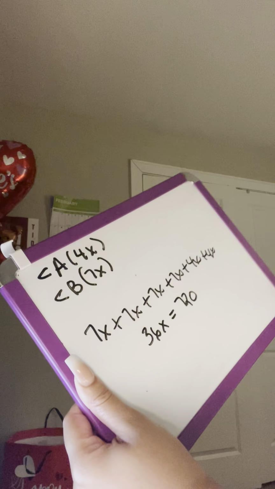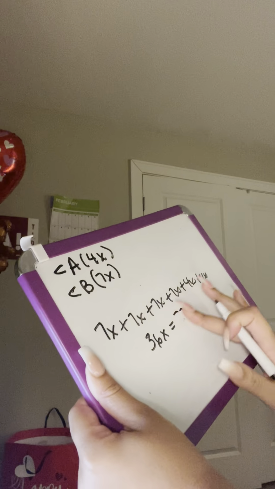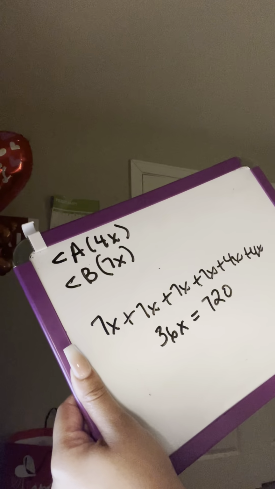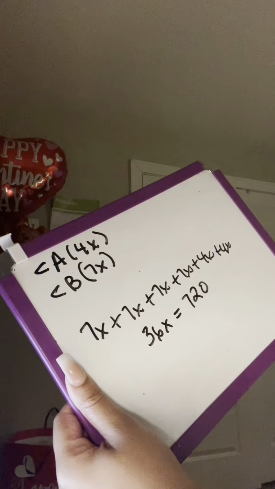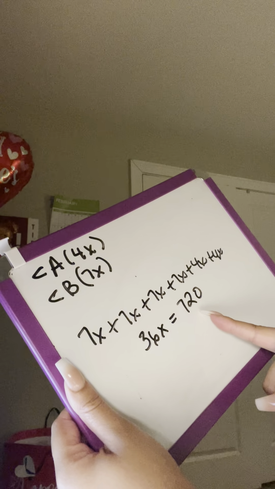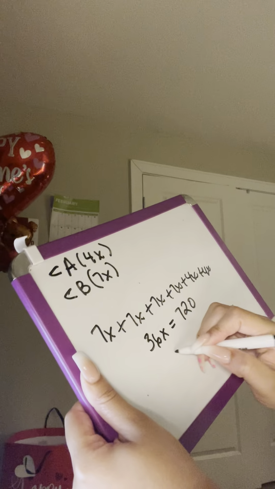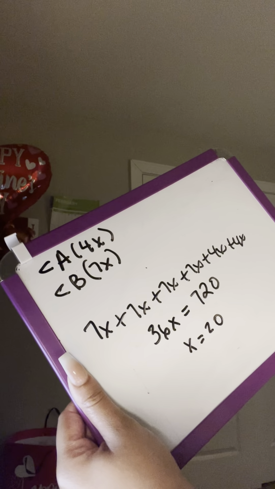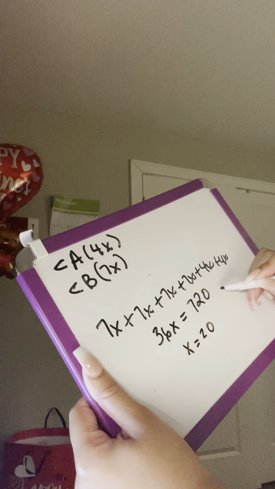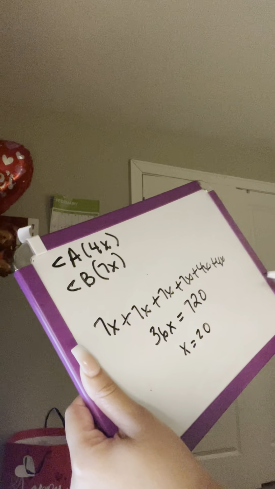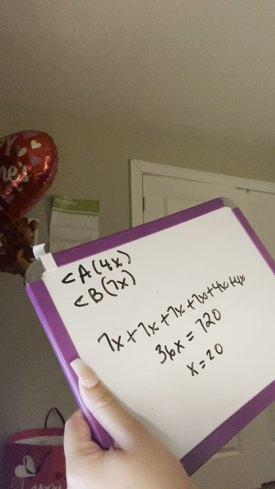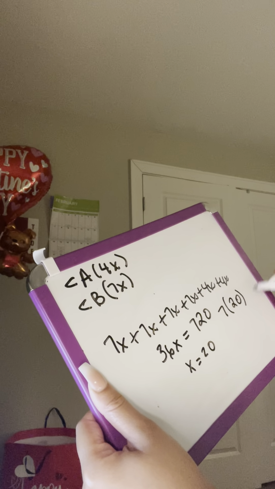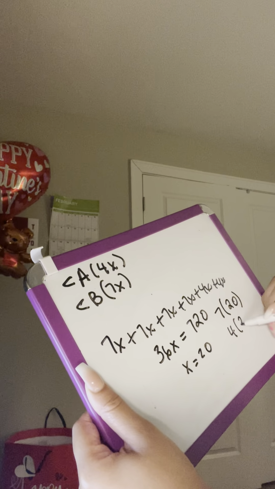automatically set to 720. All right, and once you divide these two, you get 20. X is 20. All right, and then we go about doing it how we just did it. So you always do b first, so it's going to be 7 times 20, and then 4 times 20.